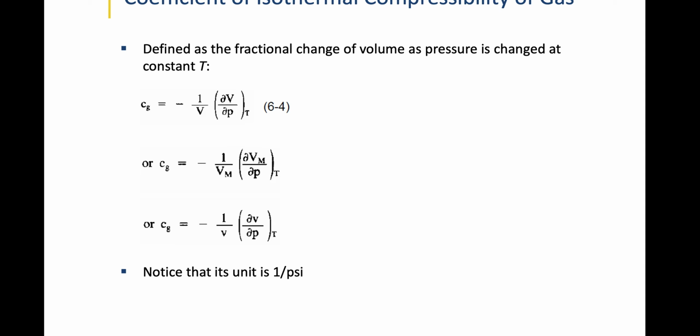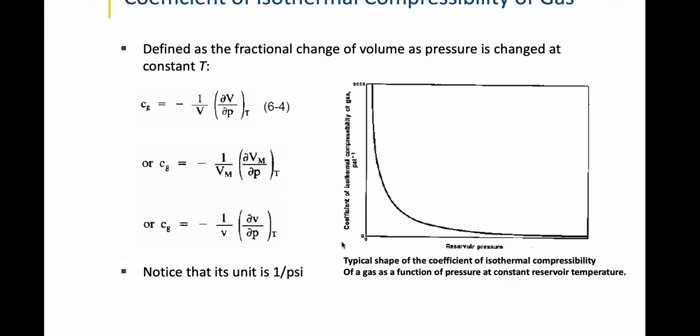And as you notice, the unit of the compressibility is 1 over pressure, because the volume will cancel out and I have only pressure. Okay. So the gas compressibility factor is also changing, very similar to the BG, the gas formation volume factor. At a high reservoir pressure, gas is compressed, so the change in the volume with respect to pressure is less. But as we go to the lower pressure, that change becomes more significant.